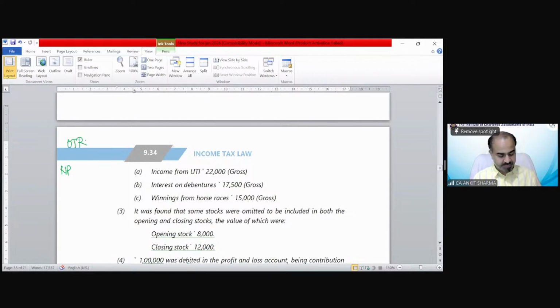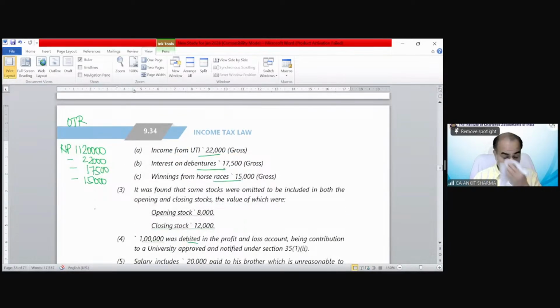Net profit is 11,20,000. Income from UTI gross, we need to reduce it. Interest on debenture, 17,500. Winning from horse race, 15,000. Clear? Because these are incomes which have been included into other heads of income. So this is my income from other sources, of course. This is also income from other sources. This is also income from other sources, casual income.